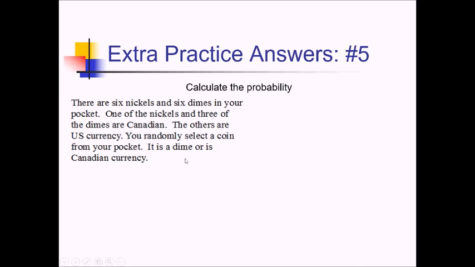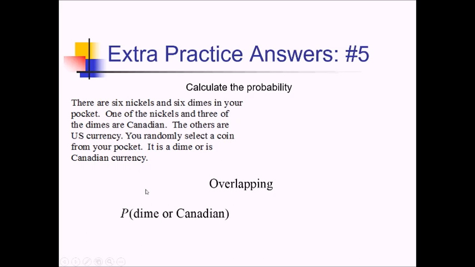So we have to ask ourselves, since we're dealing with an or statement, is there any overlap between these two groups? Because we can figure out the probability that it's a dime or the probability that it's Canadian currency, but do we need to know the probability that it's both? And we do. There are definitely some Canadian dimes that they mentioned up here. They said one of the nickels and 3 of the dimes are Canadian, so there's overlap that we will have to subtract later on. So since there's overlap, let's worry about that when we get there, but we're going to be subtracting.